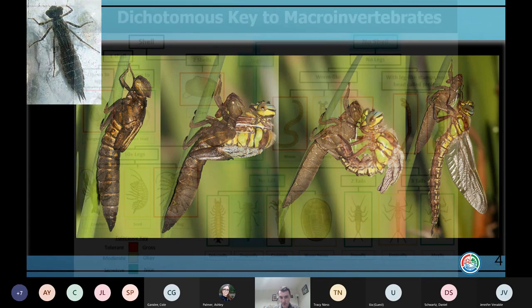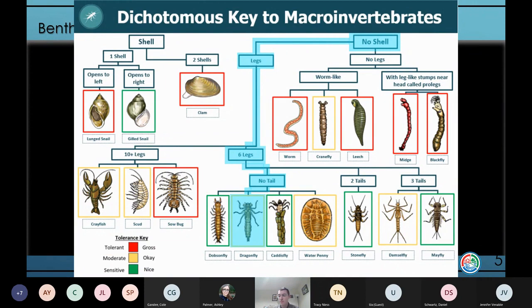To identify a lot of these animals, this is a simplified version of a dichotomous key to benthic macroinvertebrates. You start at the top, where it says no shell or shell. For this example of a dragonfly larva, you'd follow it down to legs or no legs. A dragonfly larva has legs. You continue to follow it down, how many legs, how many tails, until you get to a subsection of animals that meet all those criteria. From there, you can identify what that specific benthic macroinvertebrate is. This is a simplified version. What we usually use is a really big textbook that has a lot of very up close images of different parts of these animals.